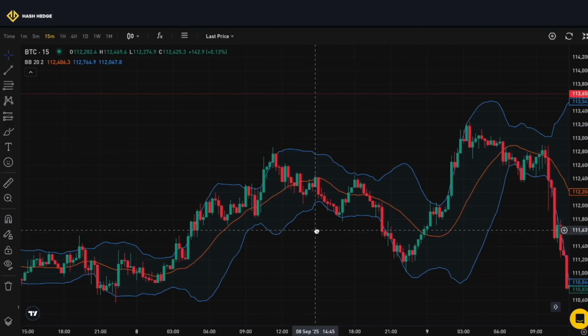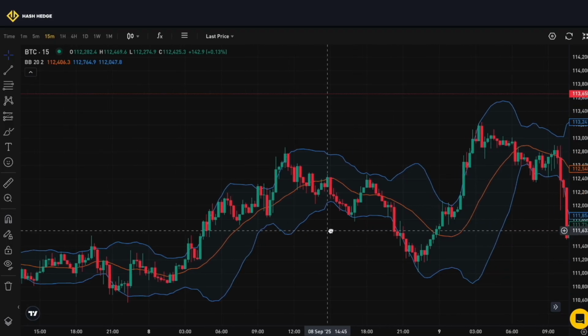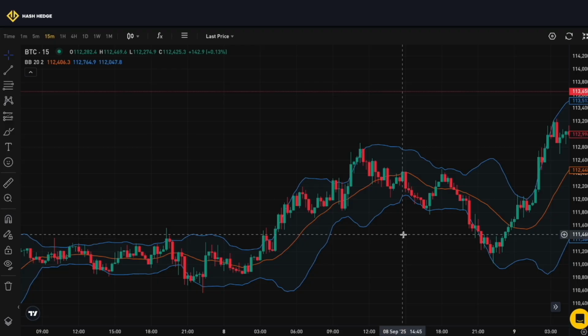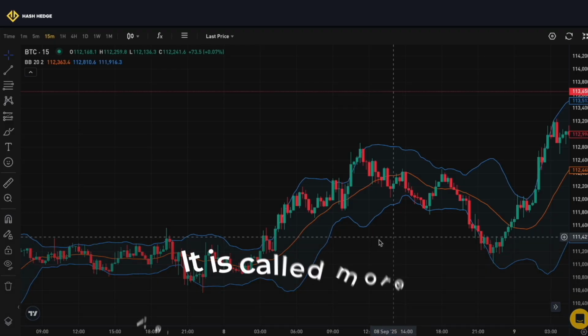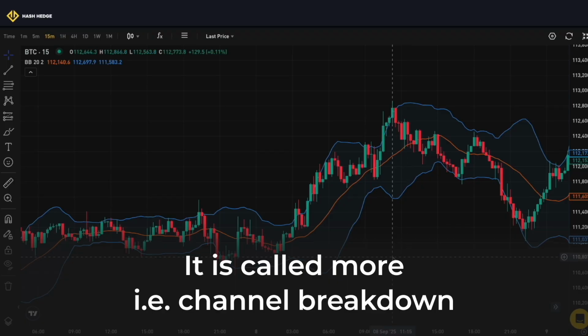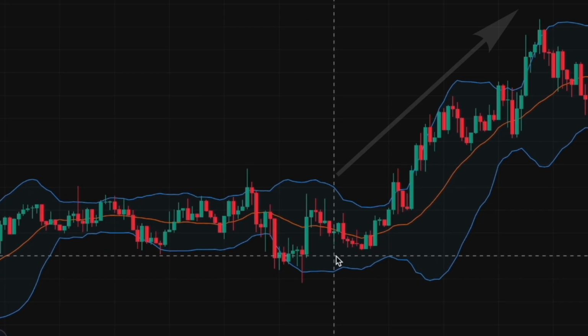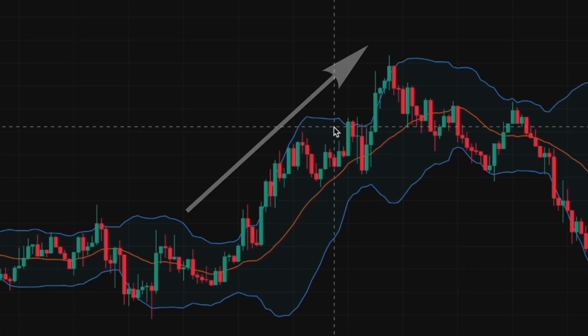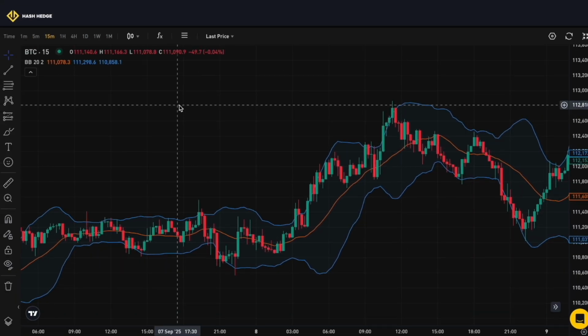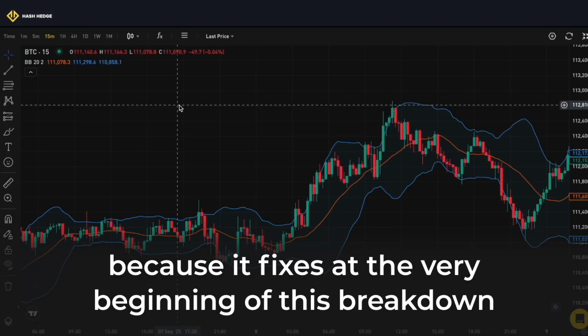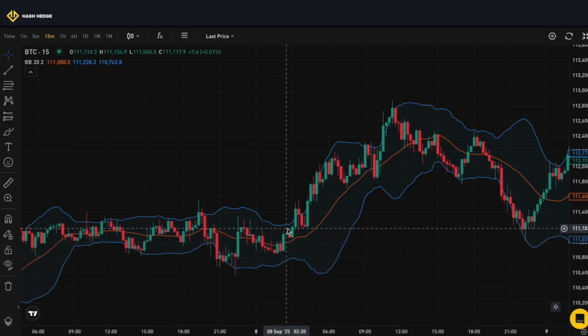Therefore, I offer you another strategy, which is much better suited specifically for finding trends and their movements in the market. It is called the Bollinger channel breakout. We will be looking for times when the chart exits the flat, leaves the consolidation zone, and moves into a real trend. And the channel is very good for this, because it fixes the very beginning of this breakout, the very beginning of the trend.